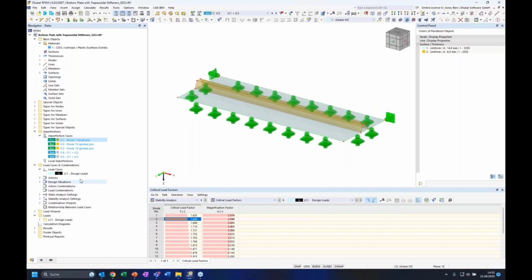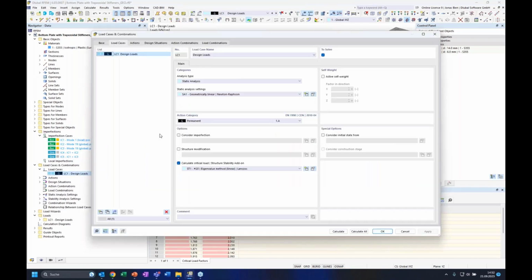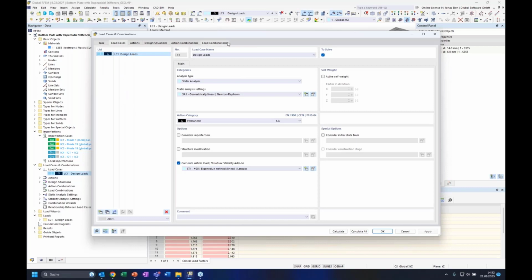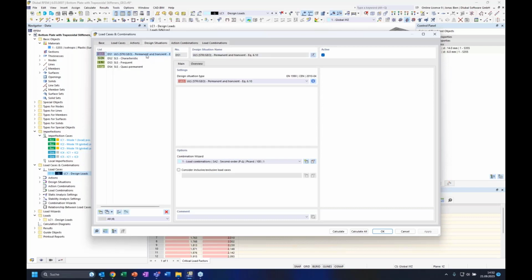All right, so now we have defined all of our imperfection cases, so we can set up our GMNEA. For that, I could copy my load case 1 and apply different analysis settings to it, or I could use or abuse our combination wizard to automatically generate load combinations with all imperfections based on our load case 1 here. And I will just show you how to do that, because that's very convenient.